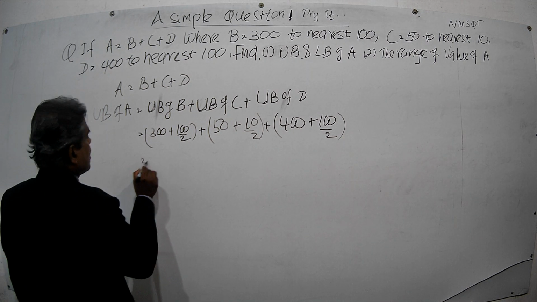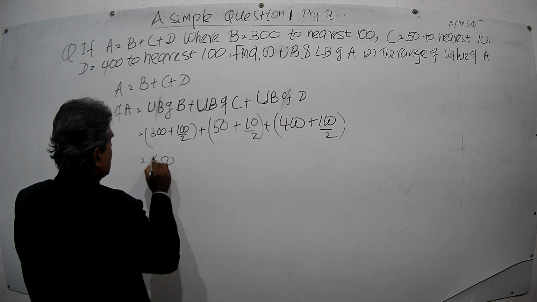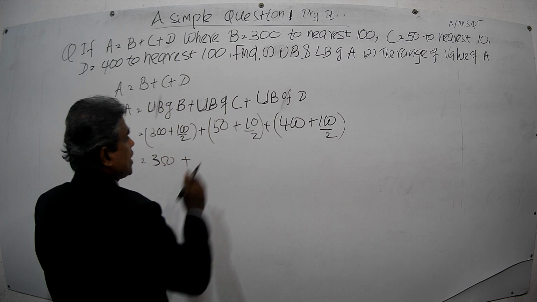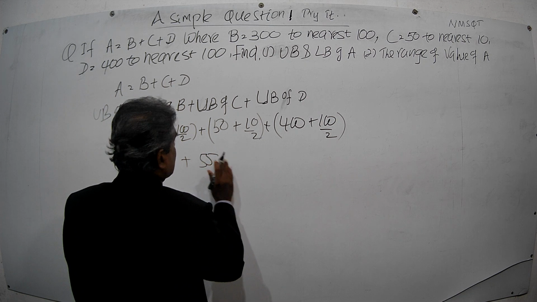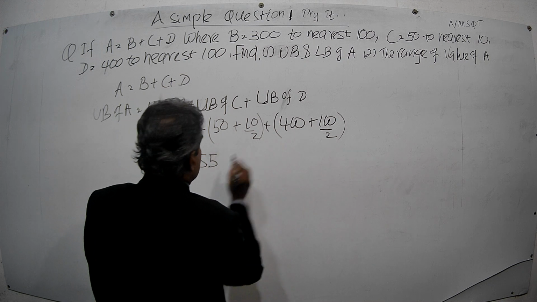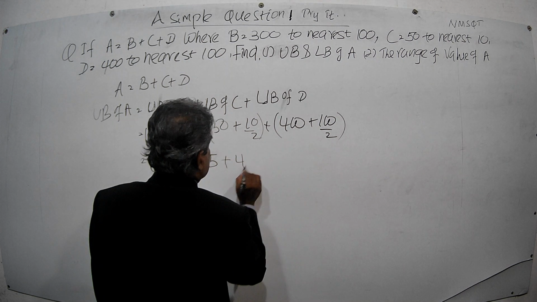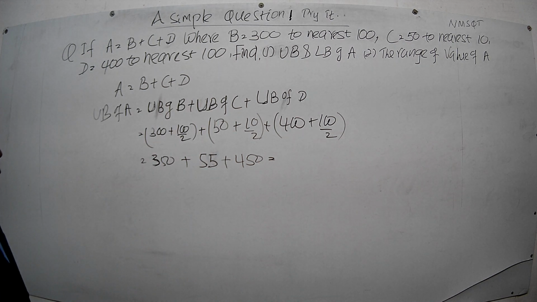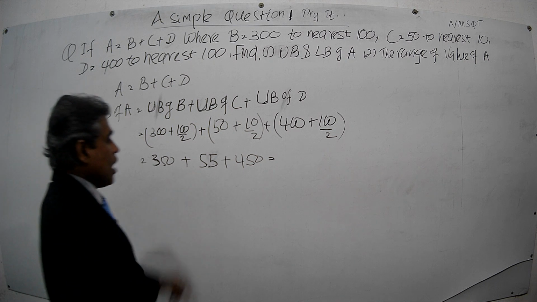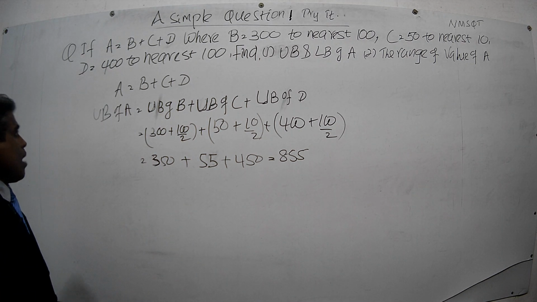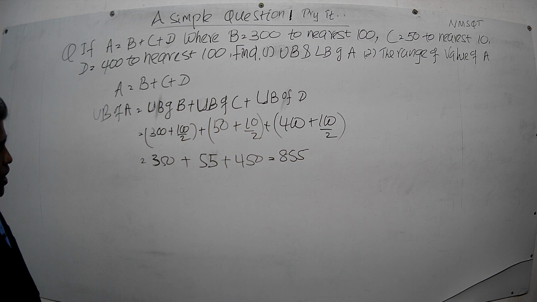Then we get 300 plus 150 here, 350 here, then plus 55, and plus 450. Then the answer will be how much? 350, 450, how much? 700, 800, 855. 855 will be the upper bound of A. That is the sum of the upper bounds of B, C, D. Right, okay? 450, 500, 800, 855.